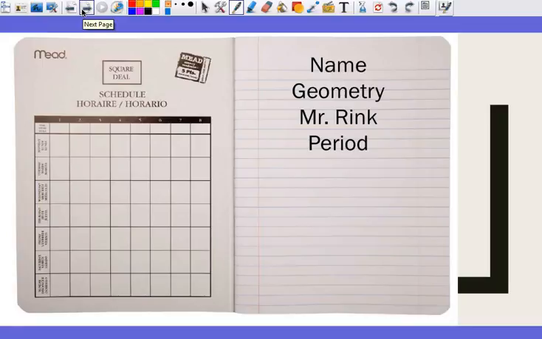In your ISN, I want you to write your name, geometry, Mr. Rink, and period on this first page. I'm going to give you guys like a minute to do that. If you do not have your ISN today, you can either buy one from me or you are going to have to transpose this onto your ISN later. Okay? Your ISNs will be taken up for a grade eventually. Not right now.